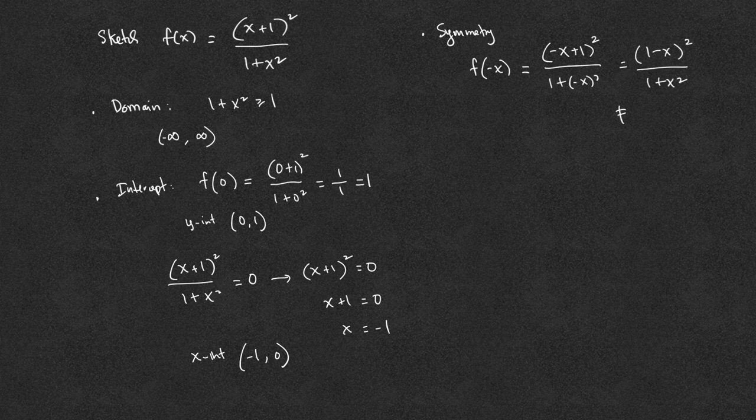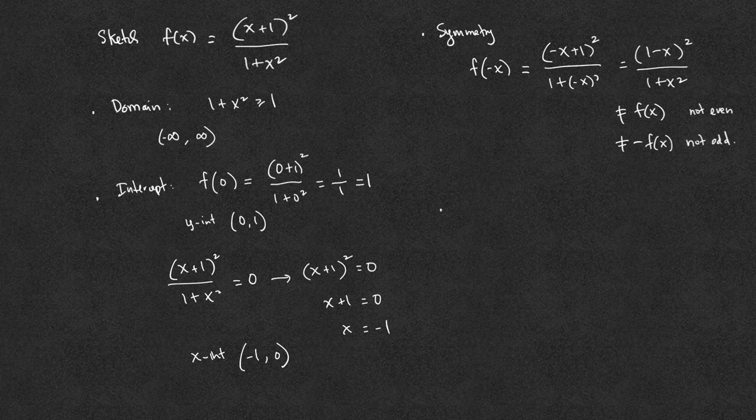So this is not the given function. We conclude that the function f is not even. Also, we cannot factor out the negative to make it equal to the negative of the given function, so this is not odd. So the function is neither odd nor even. That will not help us with any symmetry.